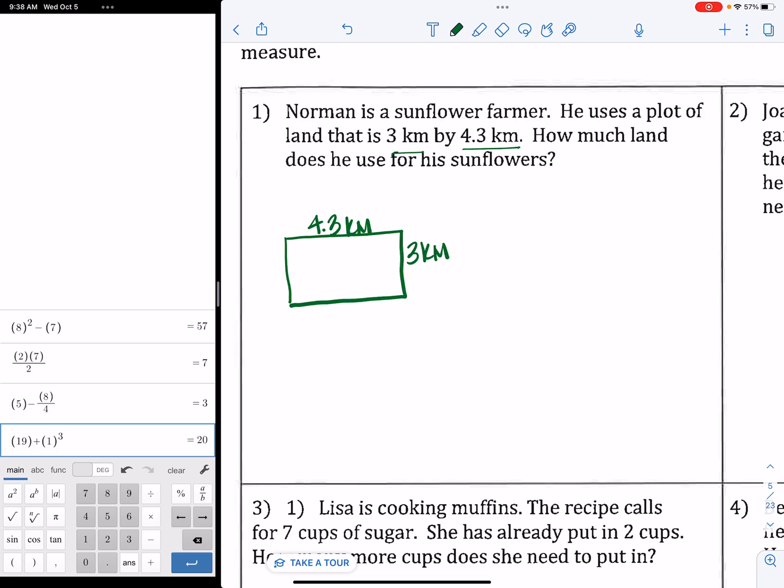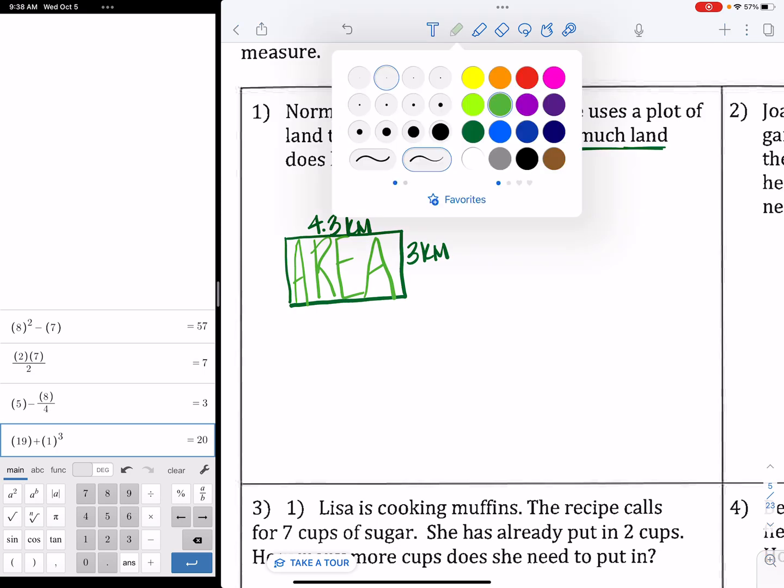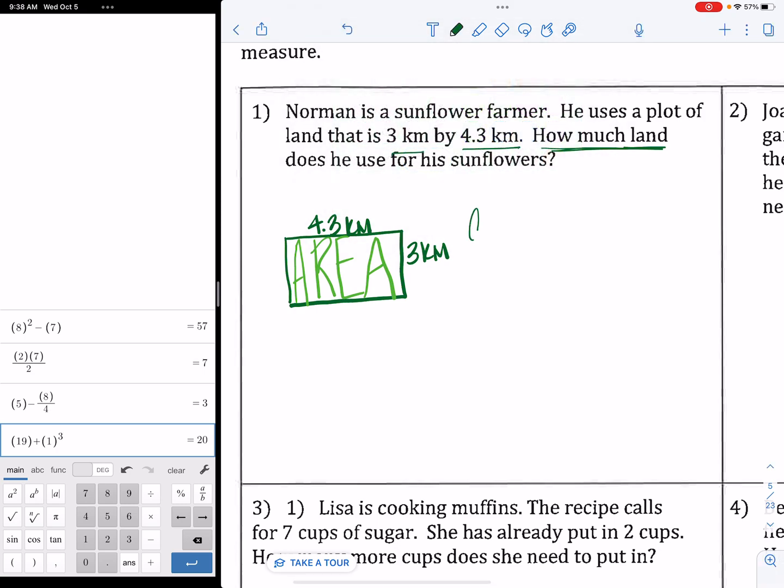Now, if I want to know how much land is covered by sunflowers, remember area is the concept that covers. So we need the area of that rectangle. And a long time ago, like last week, you looked at area. And we used area was length times width, or you could use base times height. Same destination.